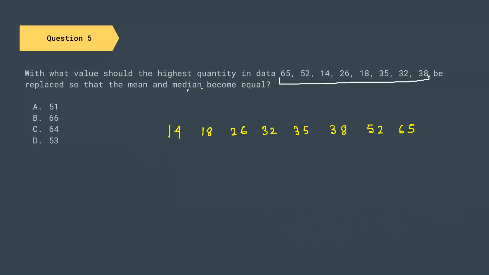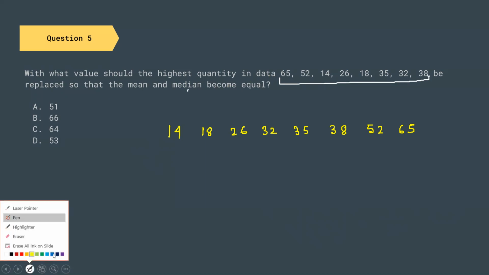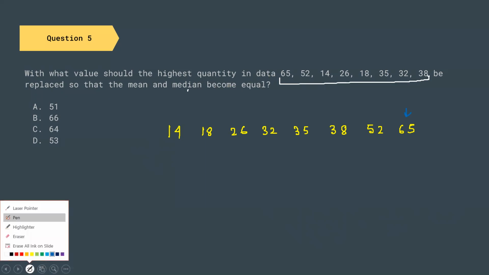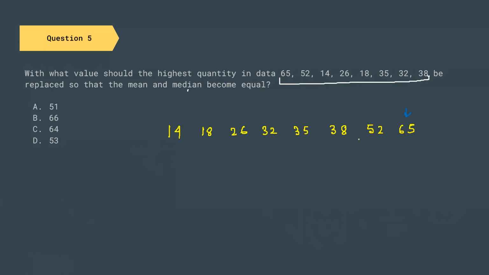With what value should the highest quantity in the data be replaced? So what is the highest quantity in the data? The highest quantity of the data is 65. The highest data in this data set is 65, and I have to remove this data, or replace this data with some other value so that the mean and the median become equal.